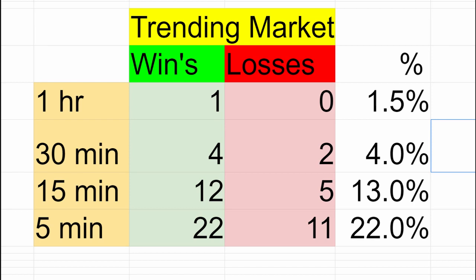On the 30-minute, that's 4 wins, 2 losses, so 4% profit. On the 15-minute, that's 12 wins, 5 losses for 13% profit. And on the 5-minute, 22 wins, 11 losses for 22% profit. As you can see, there's clearly a trend for lower time frames when the market's trending strongly.